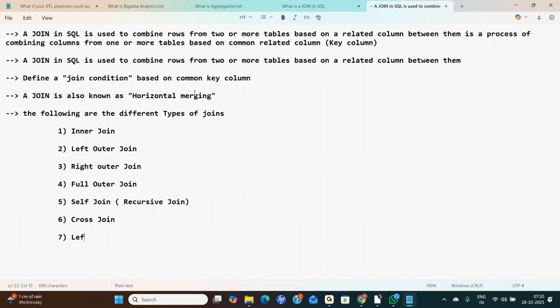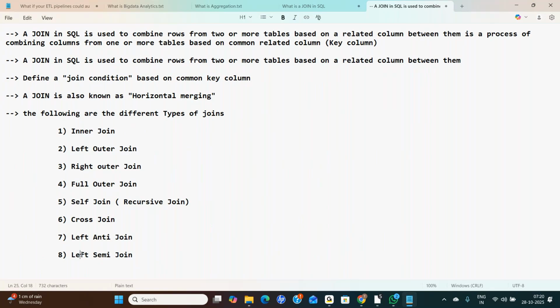And these next two are very important, and people don't know them. One is called left anti join, and the eighth one is left semi join. Left anti join and left semi join.